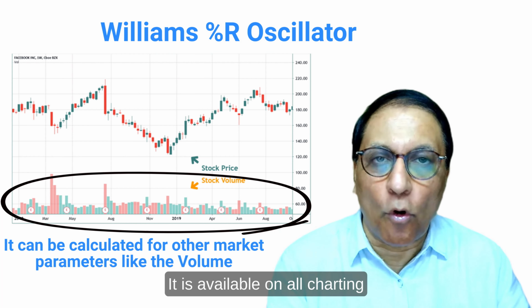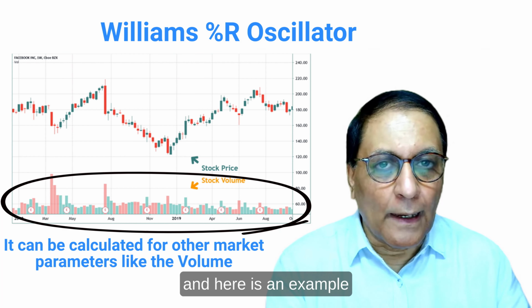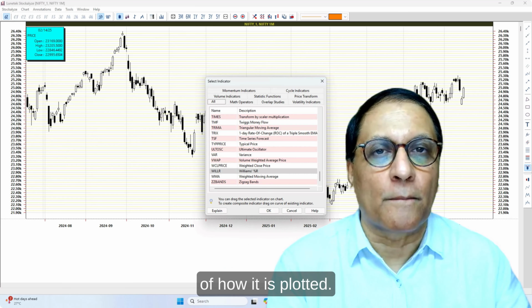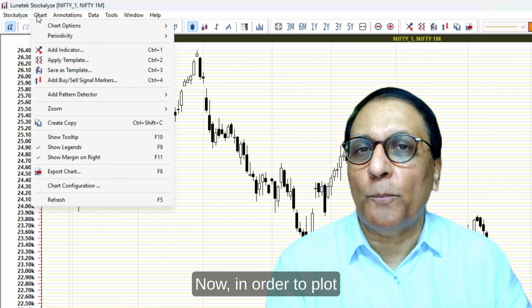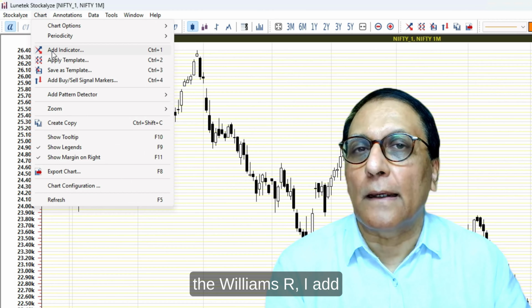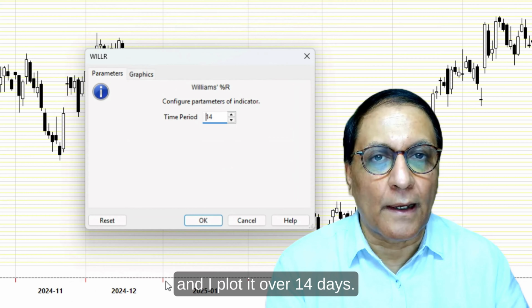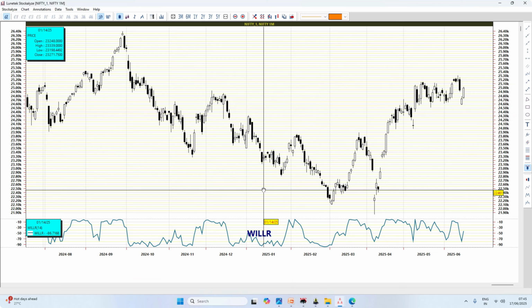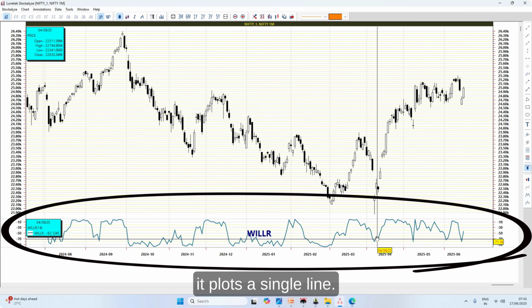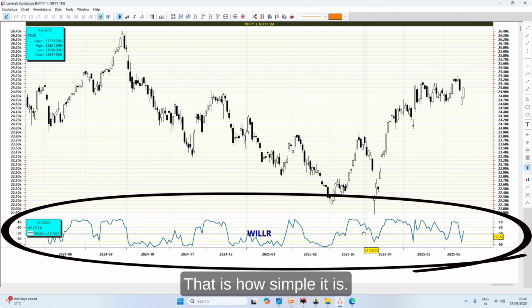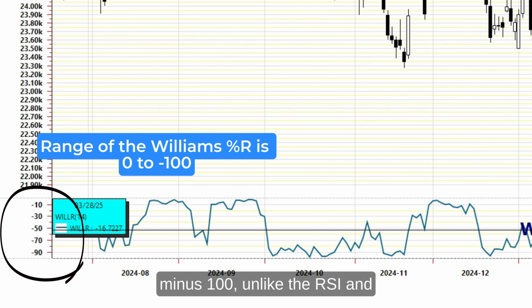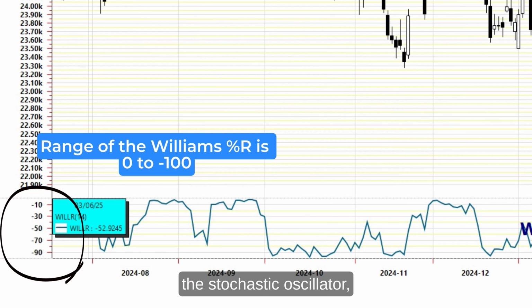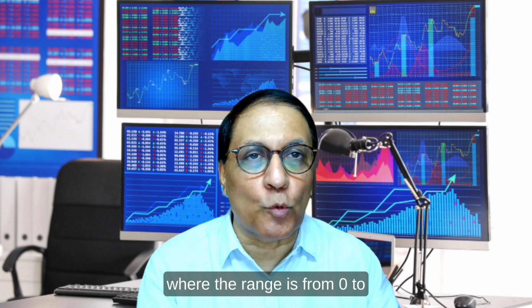It is available on all charting and trading platforms, and here is an example of how it is plotted. Here you can see the chart of Nifty futures. Now, in order to plot the Williams R, I add indicator, come to Williams R, and I plot it over 14 days. When I do that, it plots a single line. That is how simple it is. The only difference you will notice is that the range of the Williams R is from 0 to minus 100, unlike the RSI and the stochastic oscillator, where the range is from 0 to plus 100.